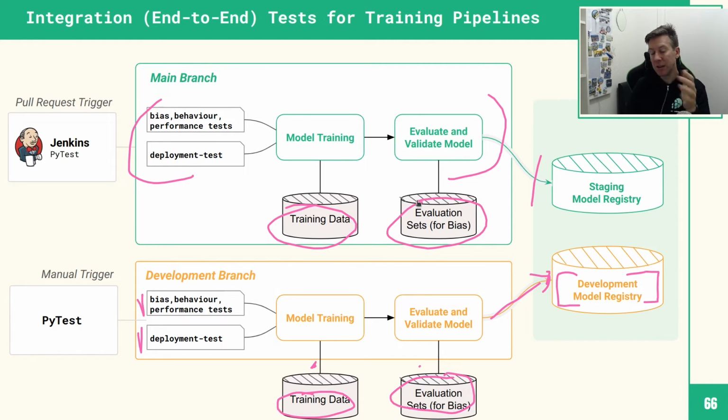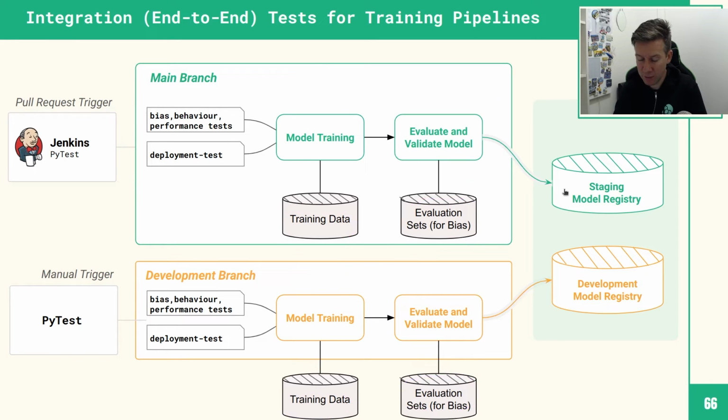But then Jenkins needs to be able to point this code to it. So you have an environment variable, or even in your code, you might be able to give a relative path name to the training data and the evaluation set, so that they can be used and just run as is. And then the model will finally be deployed to a model registry, and potentially even deployed to serving if that's part of your tests.